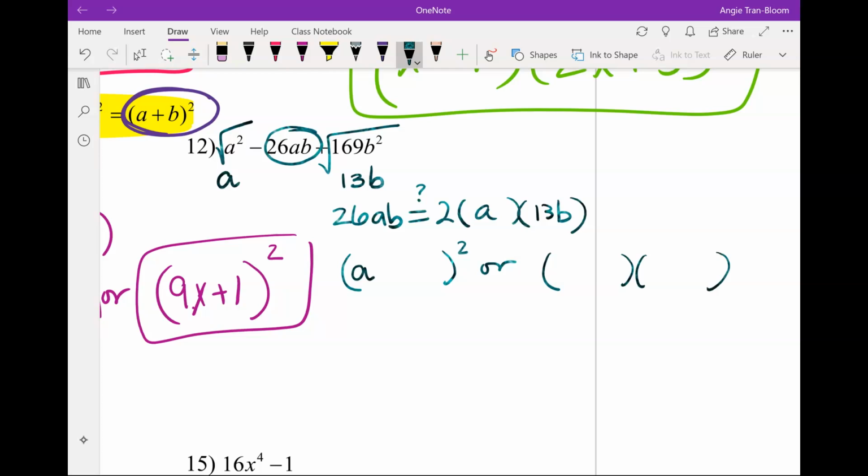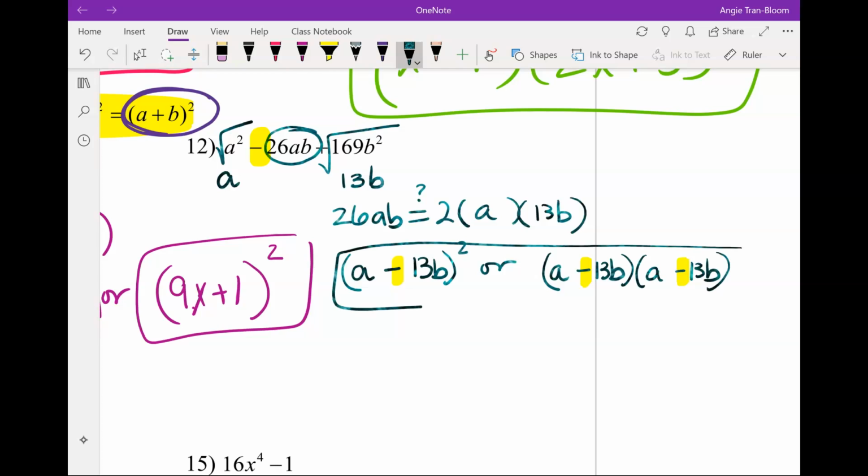How do we write our answer? A. How do we know it's minus or plus in here? What symbol? This guy right here, right? So this determines plus or minus in here. So a minus what? 13b quantity squared. Or you can choose to write it out 2 times if that's what you like. I will accept either format.